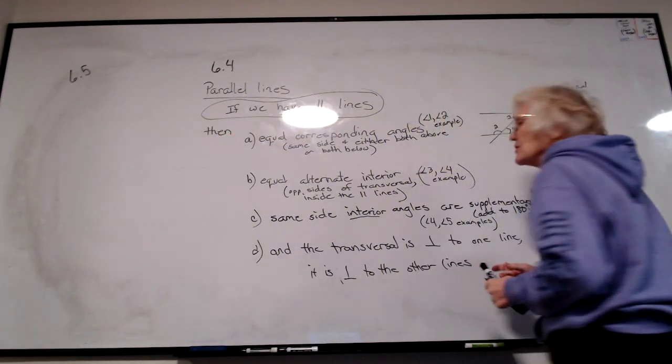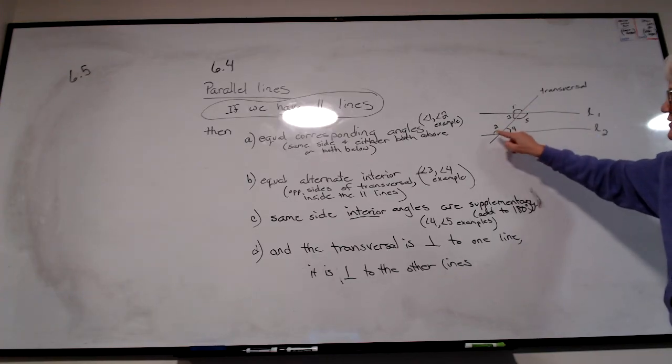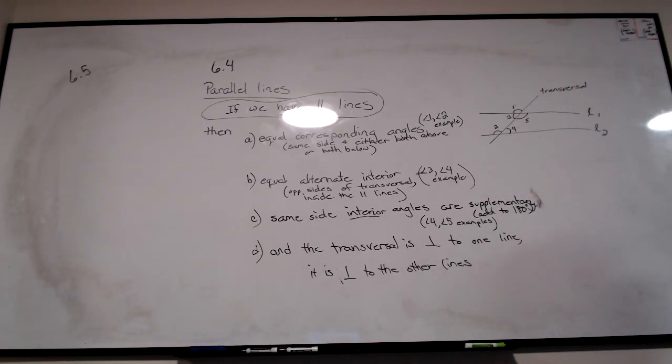Then you also have vertical angles, remember? When you're looking at lines like this, you do have the vertical angles that you can find, but that's true even without parallel lines. Vertical angles are always there.